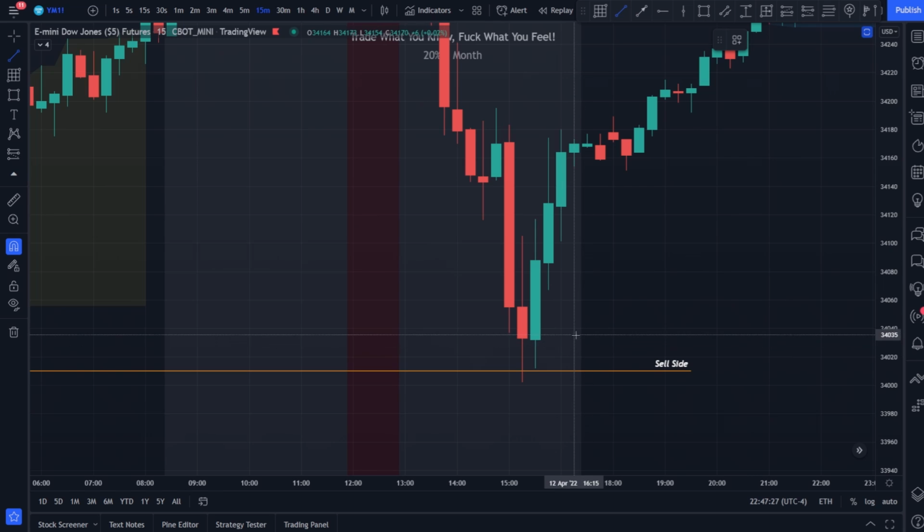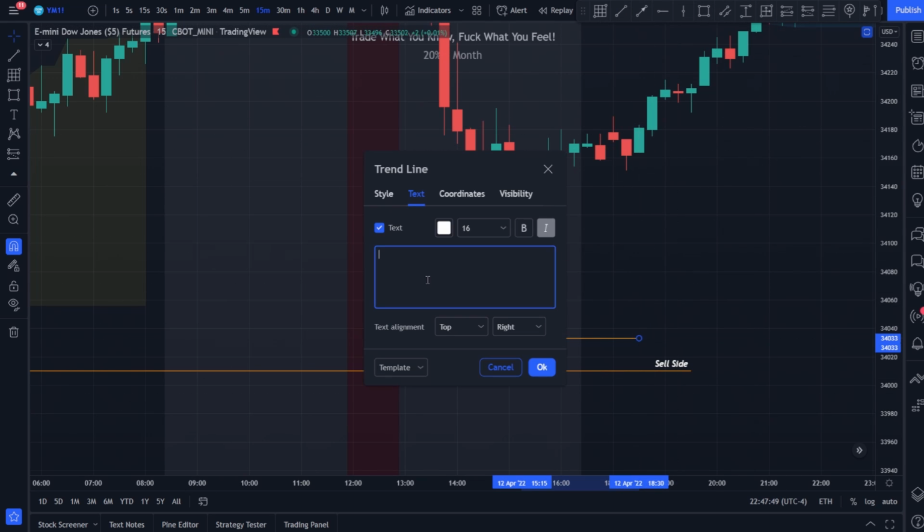Okay. Now, what makes it a rejection block is the preceding candle after the red candle here sweeps the low of the body, and then trades up and closes above the body high of this red candle. Rejection block. It's right there. It's there. So let's annotate that. And 15.